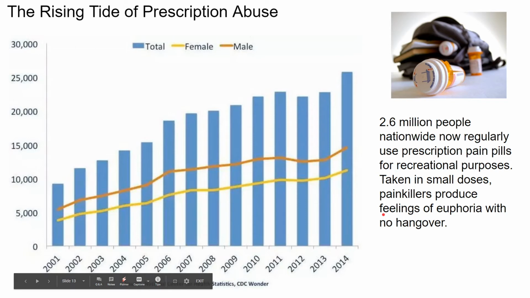So, leading on from pain into how people deal with pain. And this leads into the continued increase in abuse of prescription drugs like opioids. 2.6 million people nationwide, and obviously this is a few years old now, use prescription pain pills for recreational purposes. When pain pills are taken in small doses, they can provide very good feelings for the body with no hangover. But that's not a good thing.